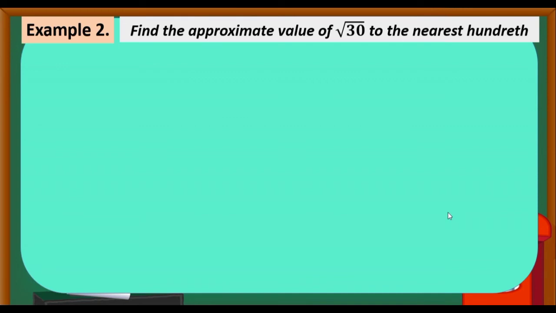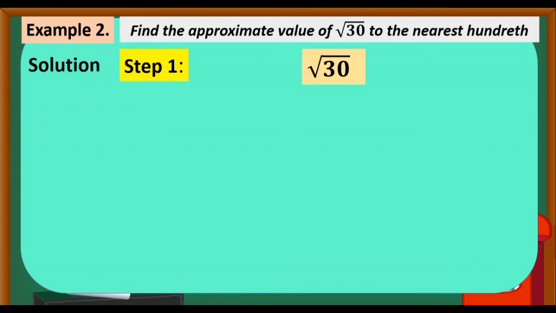Okay? So, let us have another example. Now, let us find the approximate value of the square root of 30 to the nearest hundredth. Now, step 1, we get its highest radicand. The square root of 30 lies between the square root of 25 and the square root of 36.